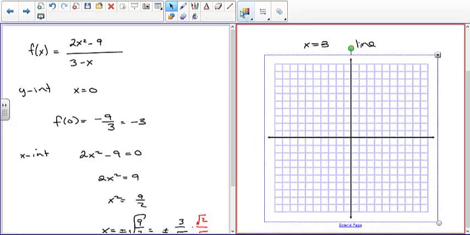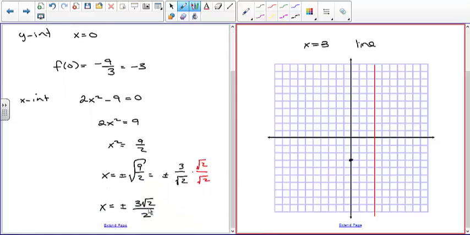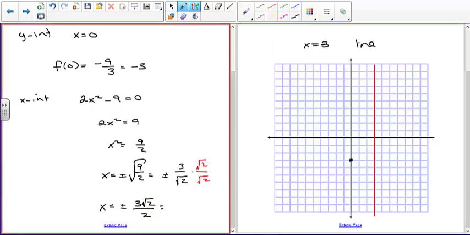So let's go ahead and draw that vertical line at x equals 3, so that's the asymptote. It means that the function does not exist there, but it approaches either plus or minus infinity. We have the y-intercept, which is negative 3, right there. We have the x-intercept, so let's plug that in our calculator.